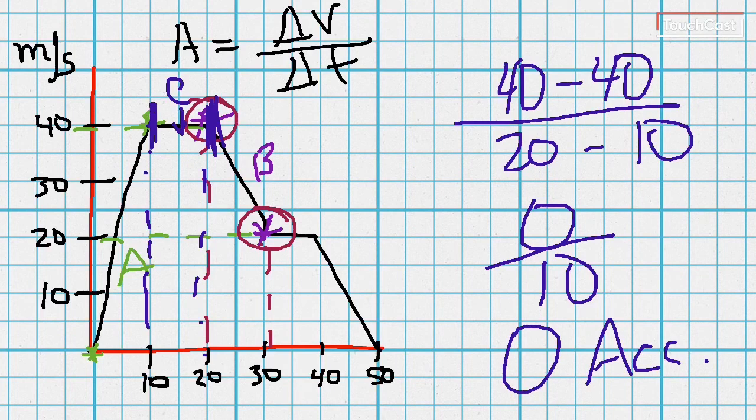And that makes sense, right? We have that flat line. That means a constant velocity. That means we're not changing speeds. And so that's why we didn't initially solve for C, because we get the answer of 0. Hopefully this helps clear up motion graphs for you.